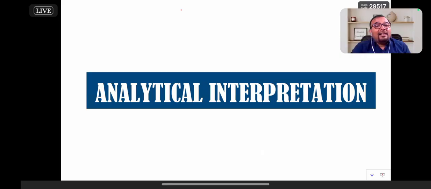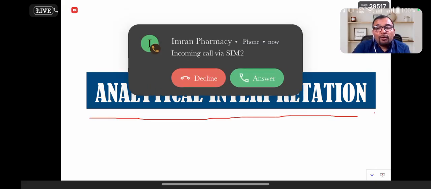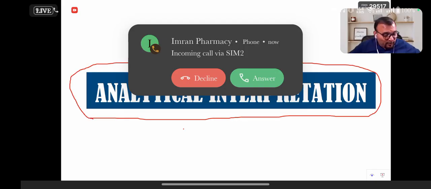Now here is the last point I would like to walk you through, and it is about analytical interpretation. Ready for interpretation? Type in R for ready in the comment box. This is going to be the interpretation of NMR, interpretation of mass, and interpretation of IR. And I am going to take an example of which one? Which impurity am I going to discuss now?